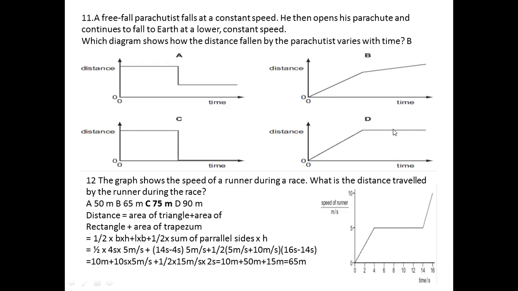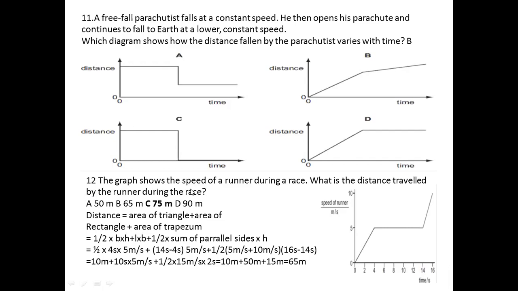In this case, for this horizontal line, speed is 0. Over here again it is shown that speed is 0, but speed is not 0. A horizontal line shows speed is 0. So options A, C, D are not correct, because it is mentioned clearly that speed is not 0, it is constant. And we get constant speed when we have a straight line for a distance time graph.